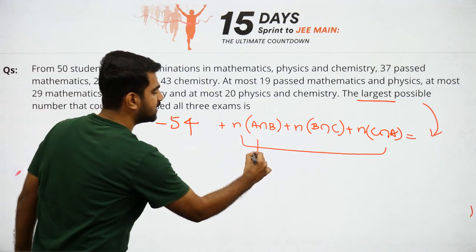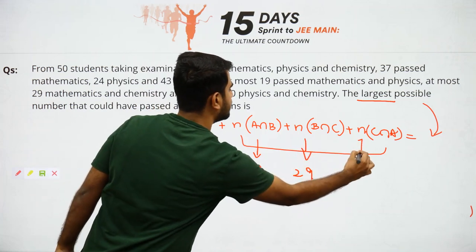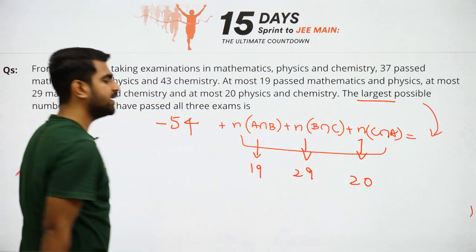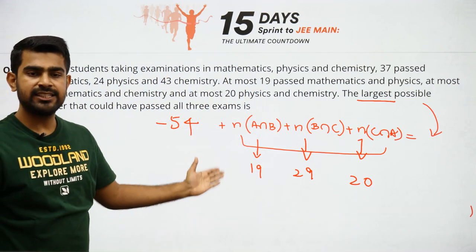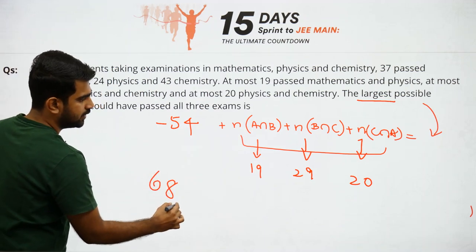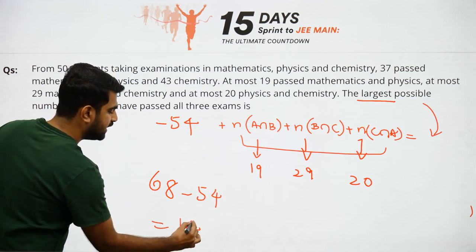So let me substitute this as 19, this as 29 and this as 20. So what is my final answer going to be? 49, 59, 68 minus 54. It is 68 minus 54. So my final answer is going to be 14.